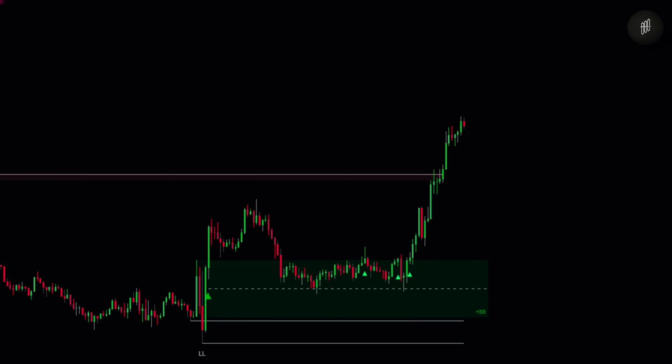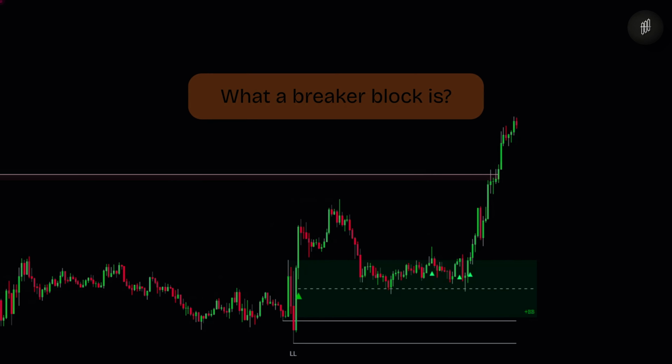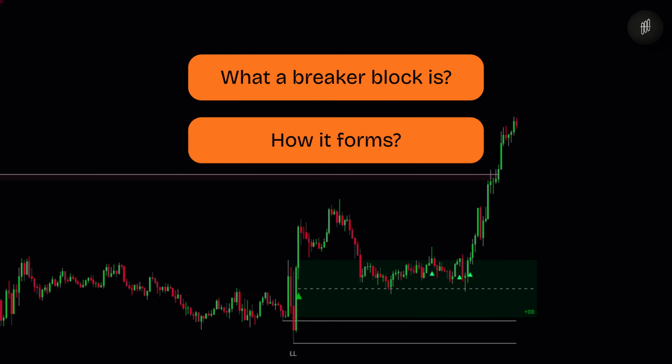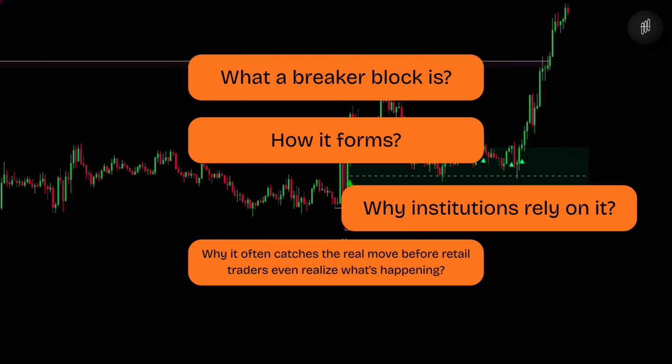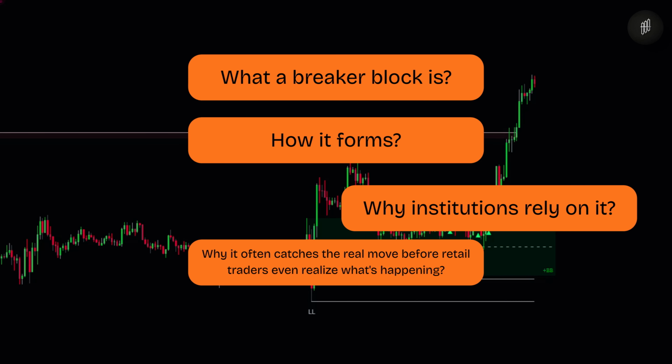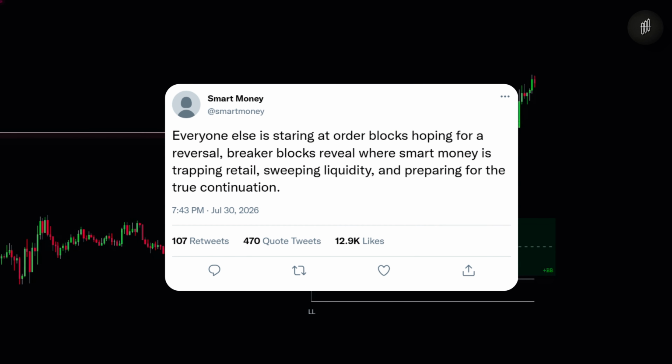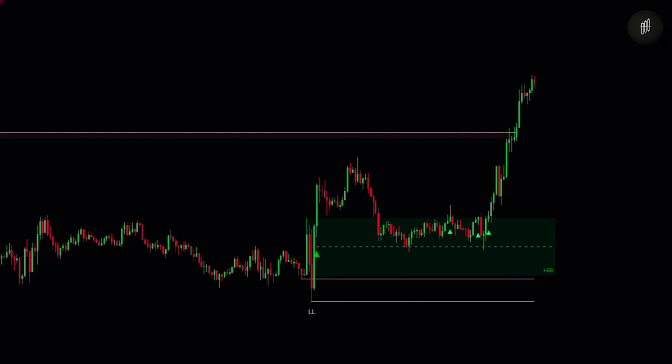So in this video, I'm going to cut through all the noise and give you a crystal clear roadmap that shows exactly what a breaker block is, how it forms, why institutions rely on it, and why it often catches the real move before retail traders even realize what's happening. Because while everyone else is staring at order blocks hoping for a reversal, breaker blocks reveal where smart money is trapping retail, sweeping liquidity, and preparing for the true continuation. Today, you'll finally see the entry model institutions quietly use while the rest of the market reacts too late.